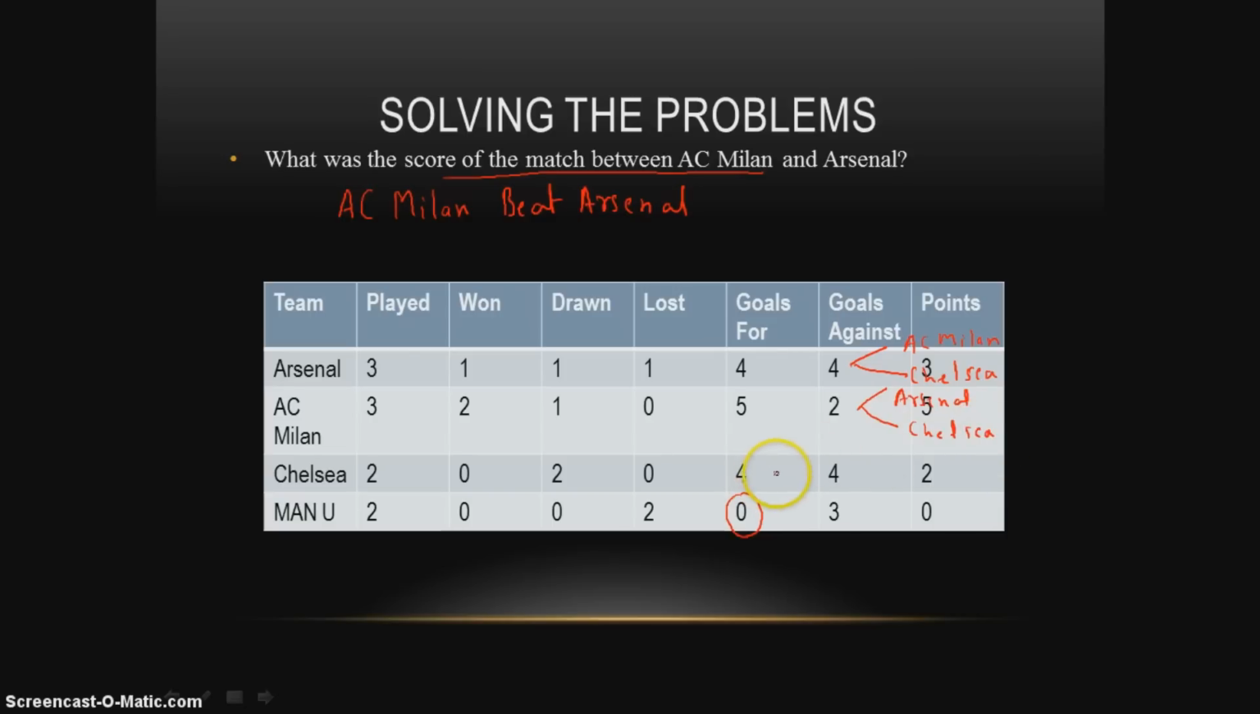On the other hand, if I see Chelsea, it has scored 4 goals. And I also know that Chelsea did not play Man U, so Chelsea has played AC Milan and Arsenal. Hence, these 4 goals have been scored against either AC Milan or Arsenal.